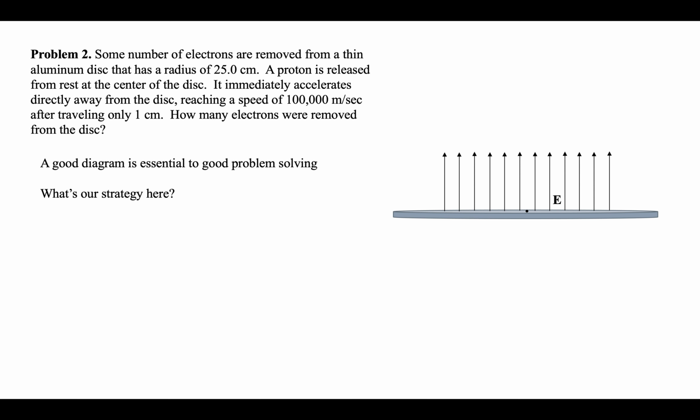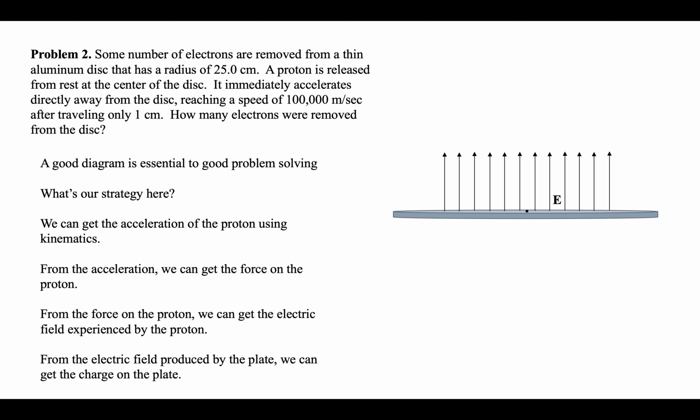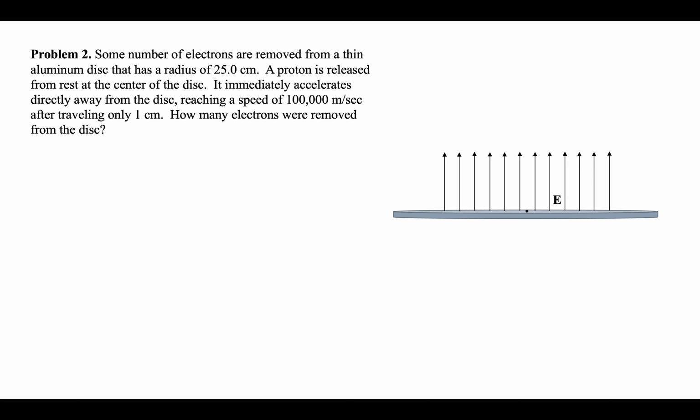What's our strategy? Well, let's think. We know it goes from 0 to 100,000 meters per second in 1 centimeter. It seems like we can get the acceleration using kinematics. If we get the acceleration, we can get the force from F equals ma. If we know the force, we can get the field from F equals QE. From the field, we can get the charge on the plate. And from the charge on the plate, we can get how many electrons were removed. It's a multiple step problem, but looks like we can do it.